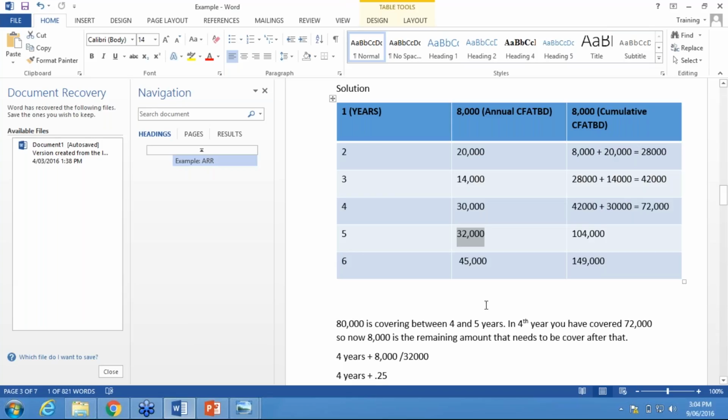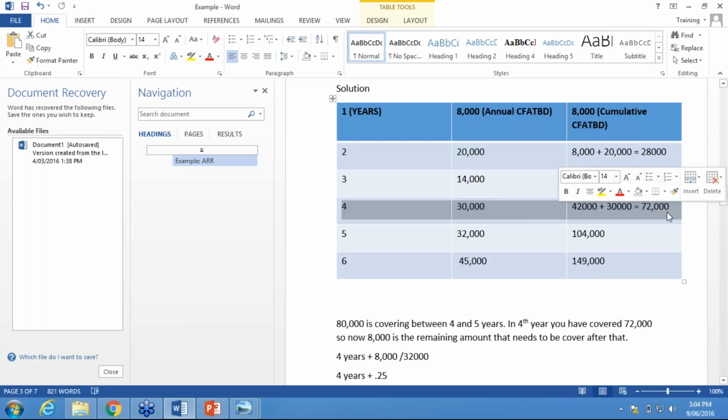I'm explaining one more time how I came to that figure. First of all, 80,000. What is the closest figure to 80,000? I can see that in year 4, 72 is the closest. So definitely 4 years you have to come up to here.